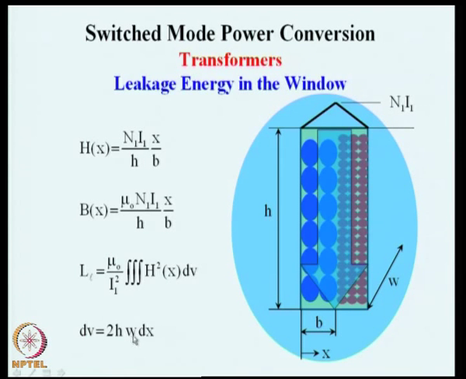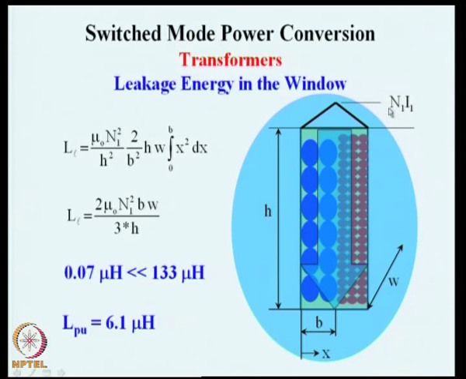So, you get 2 h w dx as the volume that we want to integrate, and if this integration is carried out, we find that for this particular example, the leakage inductance is 0.07 microhenry, and this has to be compared with the magnetizing inductance, which is 133 microhenry. The magnetizing inductance will be very much higher compared to leakage inductance, and we can also see for this particular situation of 48 volts and 25 amperes and 50,000 cycles per second, it is possible to find out what is the normal inductance.